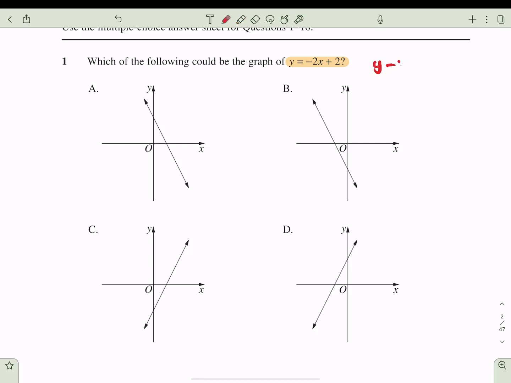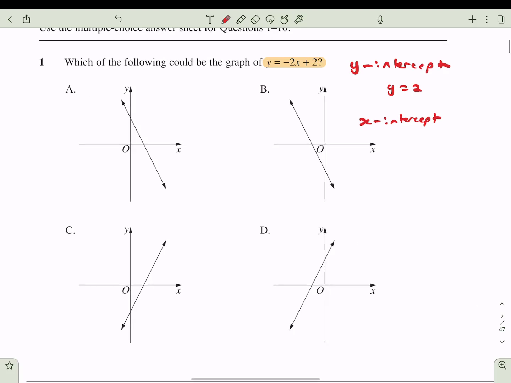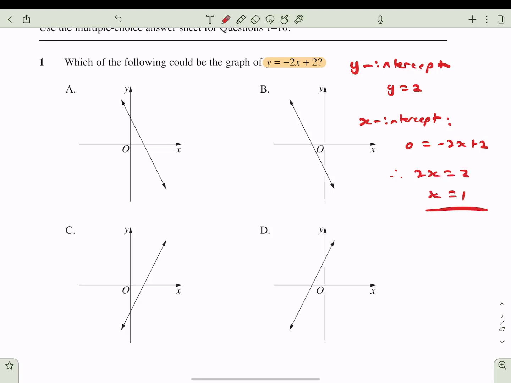So first of all, let's start with the y-intercept. The y-intercept occurs when x equals 0, so the y-intercept is going to be y equals 2, because 0 plus 2 is 2. The x-intercept occurs when y is equal to 0. So the x-intercept occurs when 0 equals negative 2x plus 2. So therefore 2x equals 2 and x is equal to 1.